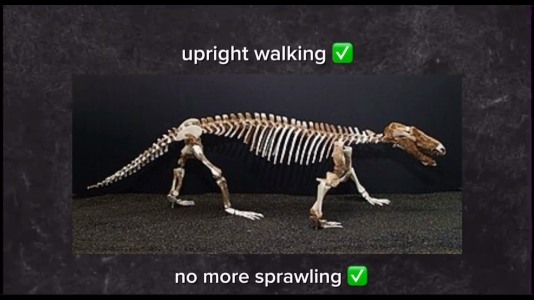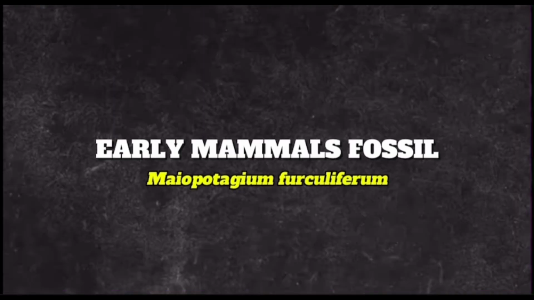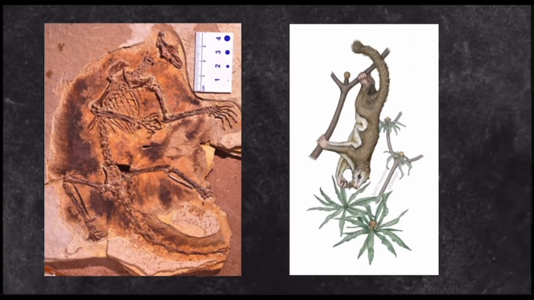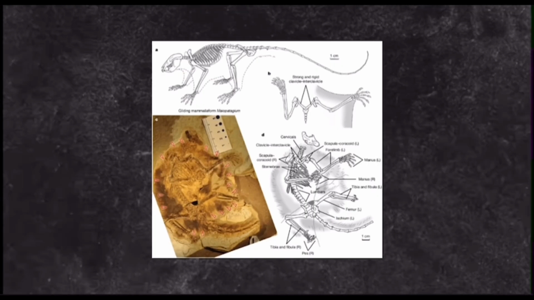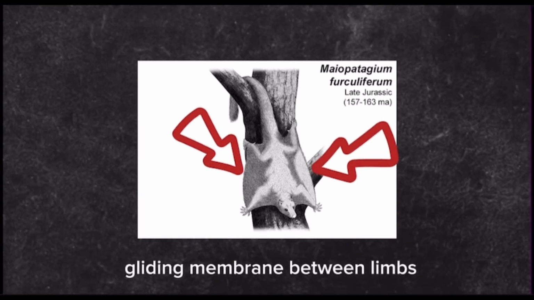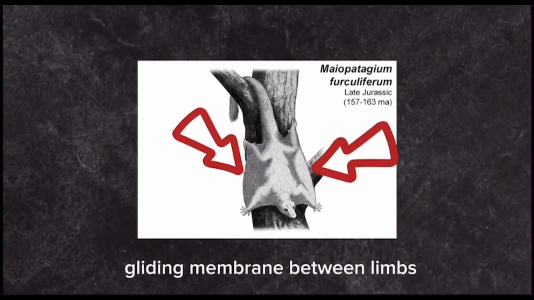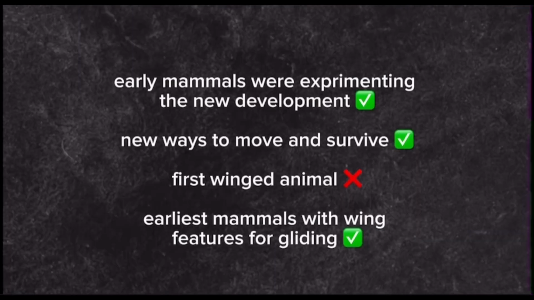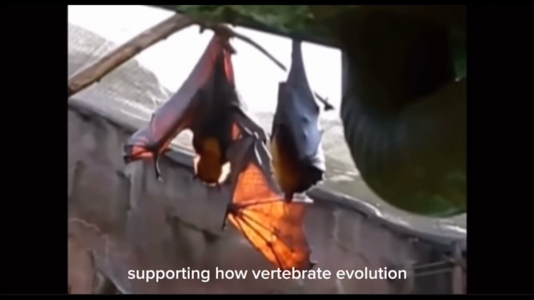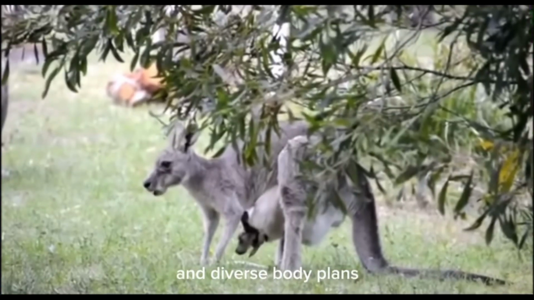Another important fossil discovery is Maiopatagium furculiferum. This fossil shows that early mammals had already started to develop special adaptations like gliding membranes between their limbs. The structure of its limbs shows that early mammals were experimenting with new ways to move and survive, supporting how vertebrate evolution led to more complex and diverse body plans.